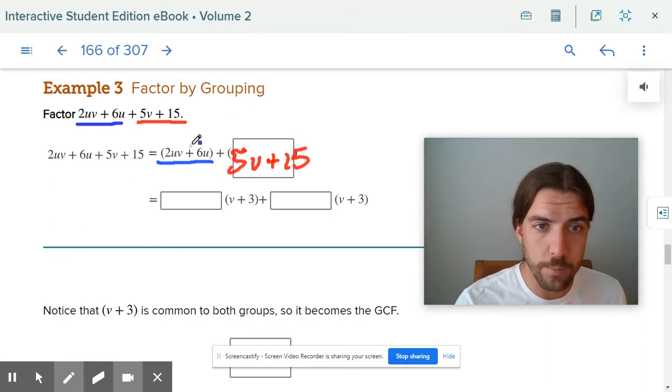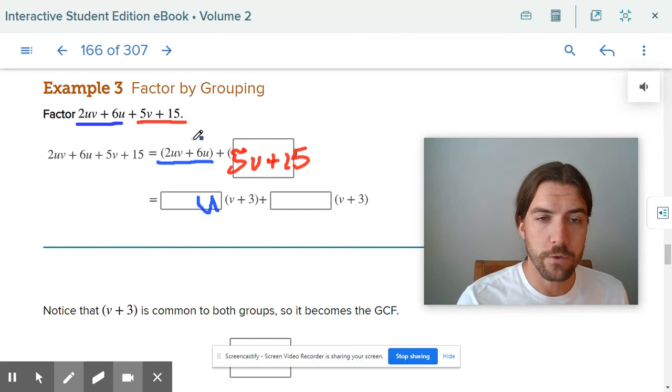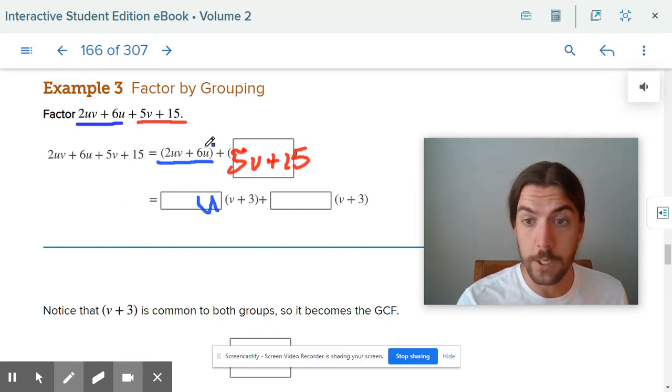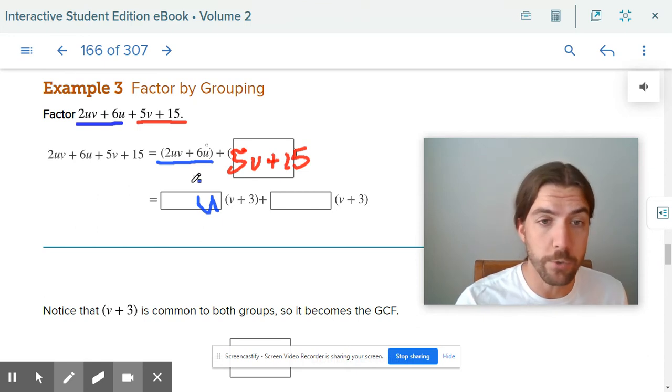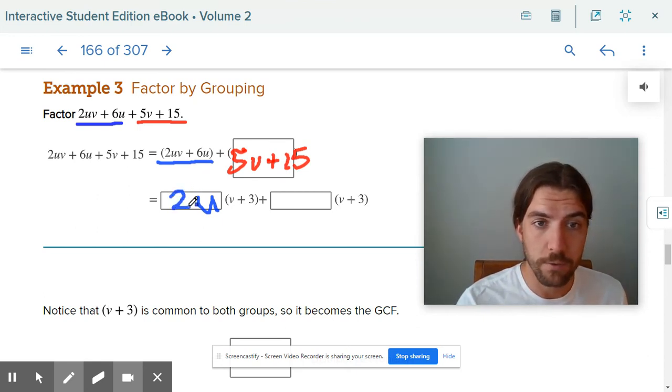So what did we say was common here? I think we said it was a u, right? We said that you can find a u in there. And what else could you find? Well, what can you divide 2 by that you can also divide 6 by? You can divide them both by 2. So we have 2u as our common factor in this little polynomial. Okay, when we look down here, just to check that it makes sense, 2u times v would be 2uv. 2u times 3 would be 6u.